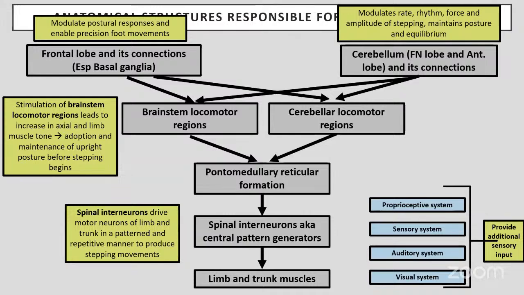Sir, shall I proceed? It is brainstem locomotor. So the spinal interneurons are called CPGs or central pattern generators. There is rhythmic burst of reciprocal activity in both flexors and extensors, which produces the step movements. That is when we take the steps, while the brainstem locomotor region is mainly responsible for maintaining the erect posture while walking.